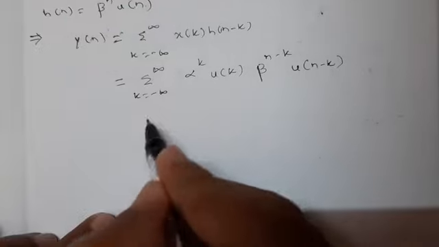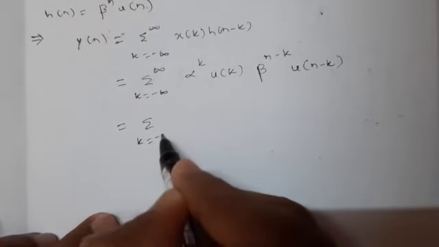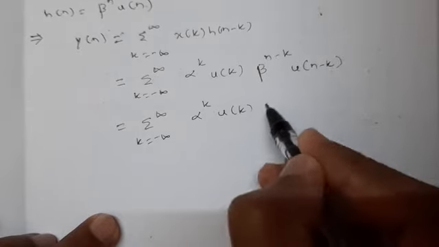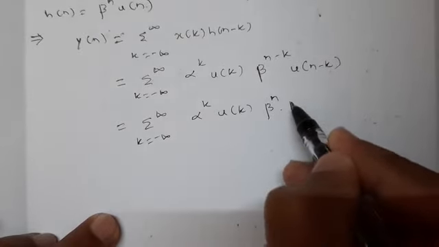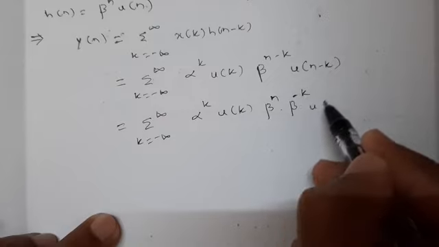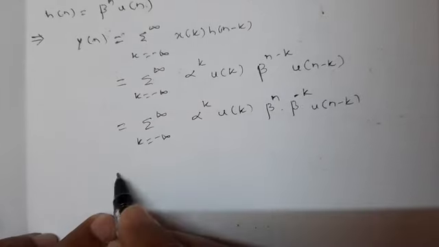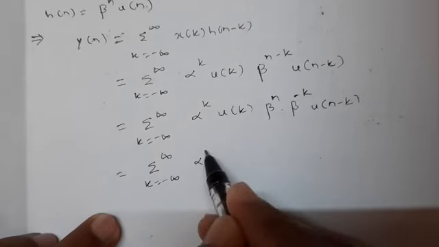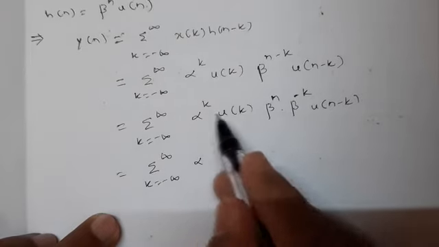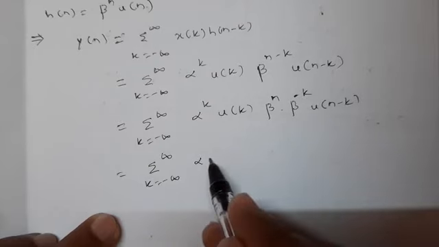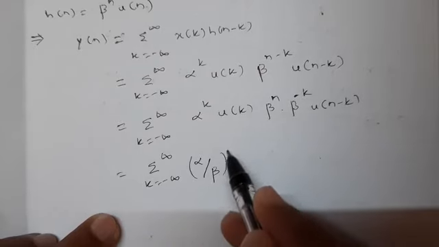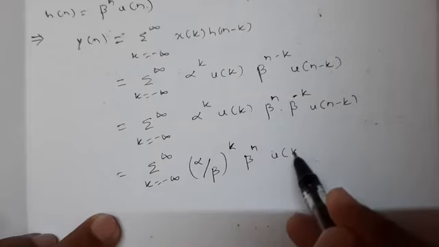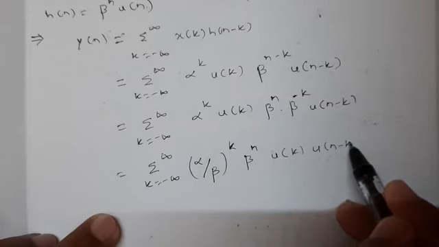Which you can write as summation k equal to minus infinity to plus infinity alpha to the power k u of k beta to the power n into beta to the power minus k u of n minus k. Small mathematical substitution like alpha to the power k and beta to the power minus k, I can write it as alpha by beta to the power k beta to the power n u of k into u of n minus k.